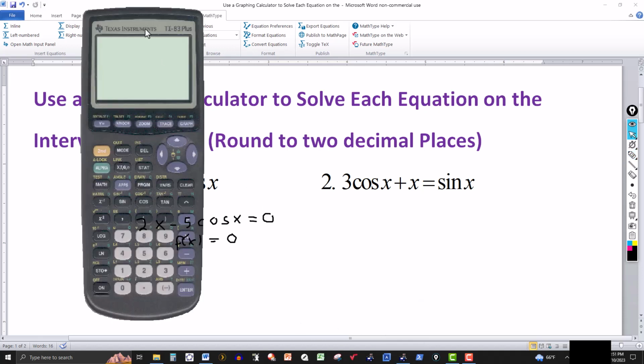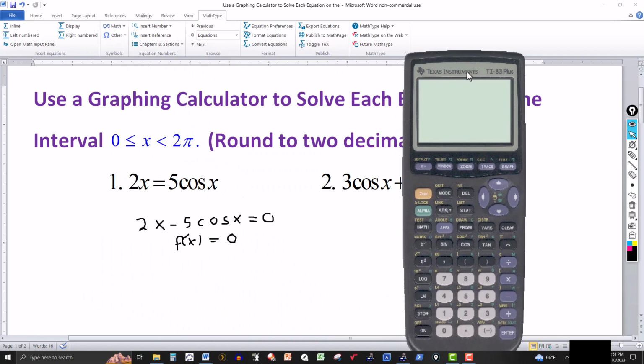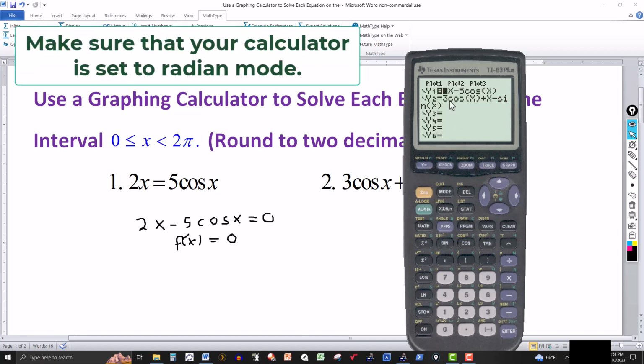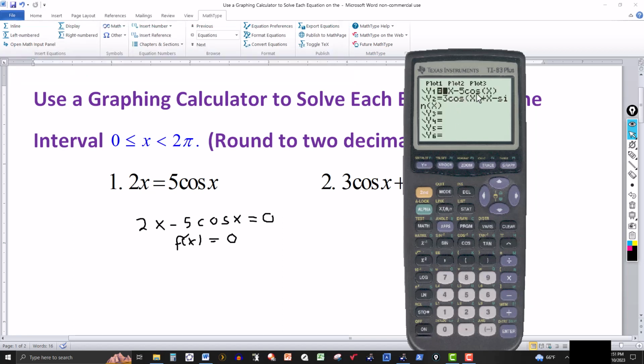So in my case, I'm using a virtual TI-83 Plus. I'm going to graph the first one, which I've already entered, and then I just hit graph. There's my graph. Obviously 0 is right here at the origin, and then 2 pi is somewhere over here. So we only want the zeros that lie in that interval.